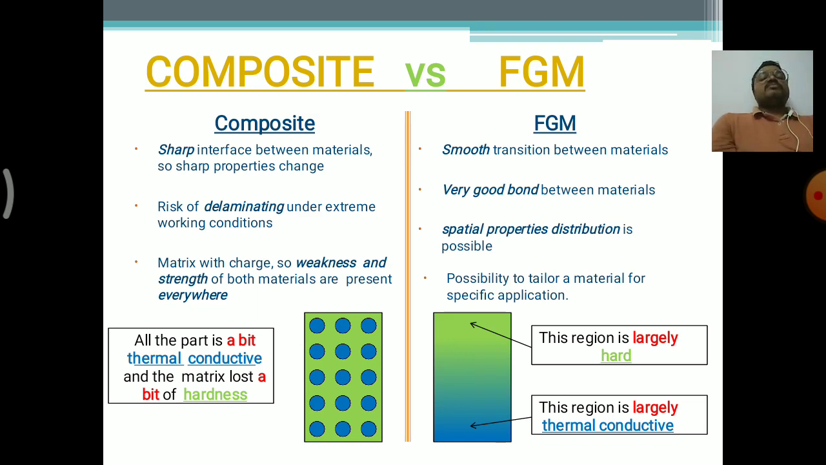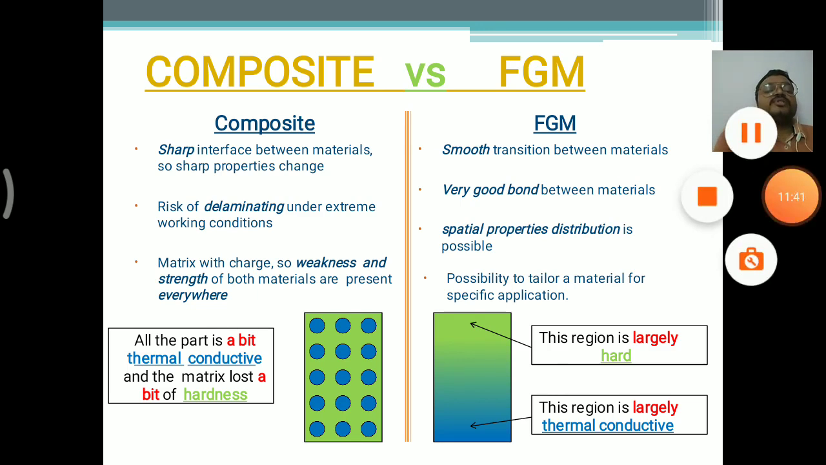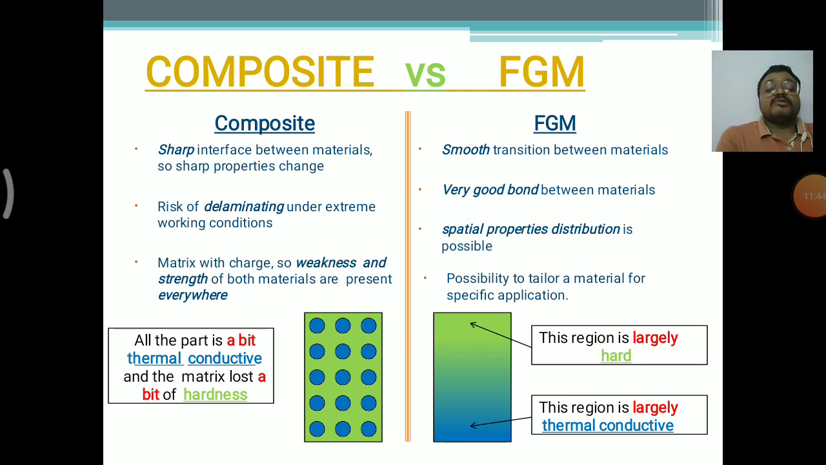In the matrix form, the hardness will be somewhat lost, but in FGMs, you can see in the right side picture of the slide there are two colors, leaf green and mild blue. The green region is largely hard, somewhat extending into the blue layer, and the blue layer has largely thermal conductivity. So you can define different types of properties, different laminas, and different types of properties in a single structure.